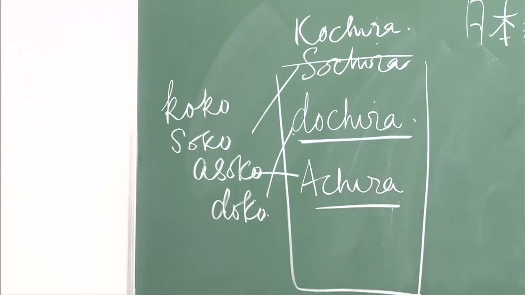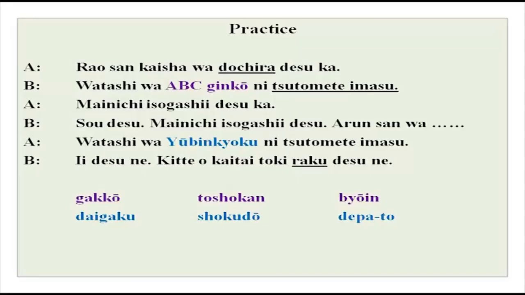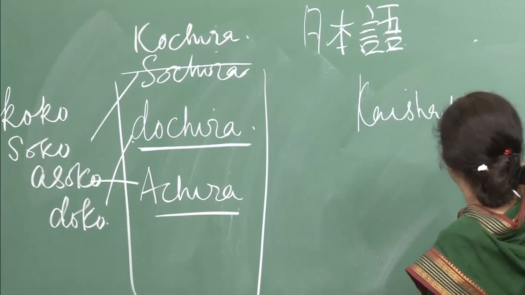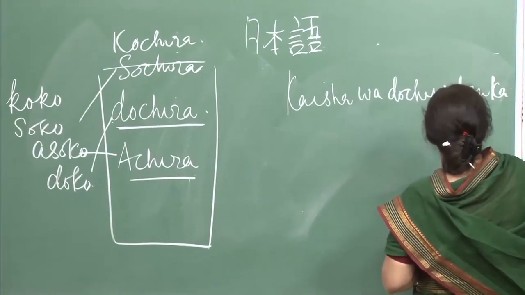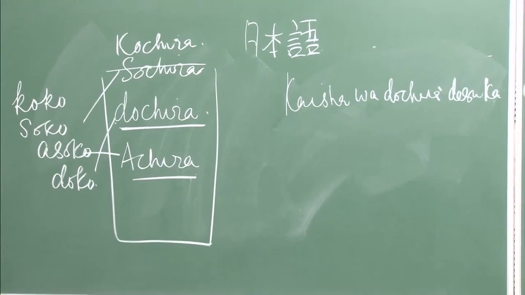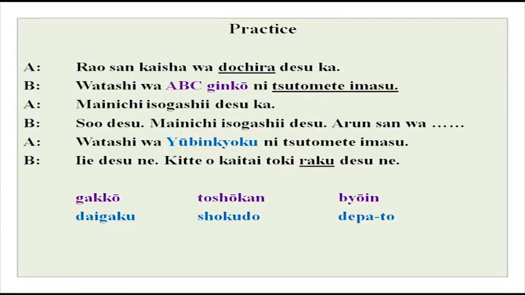Over here, A-san is asking, Rao-san, kaisha wa dochira desu ka? The literal meaning is, where is your office? It is used in that way also, but the basic meaning of this sentence is, where do you work? So, this is an exception, kaisha wa dochira desu ka? This is how you would ask where a person is working. The meaning you get from here is, where is your office? But what you want to know is, where are you working?